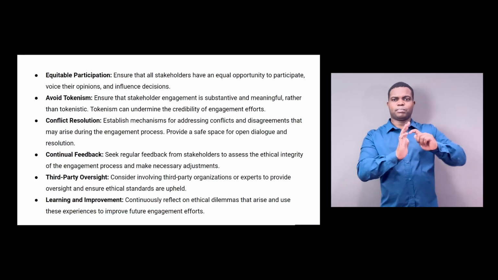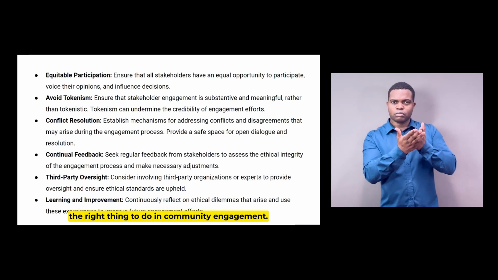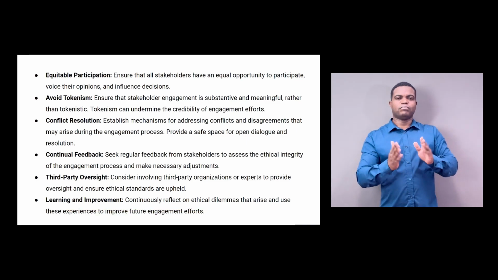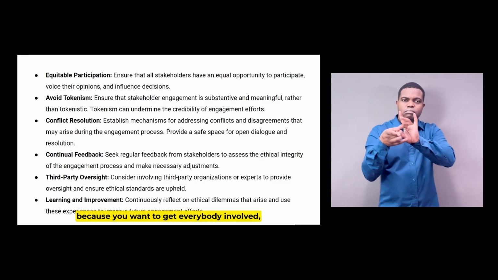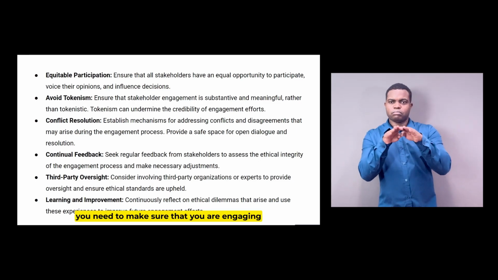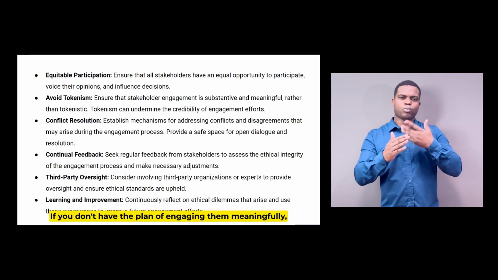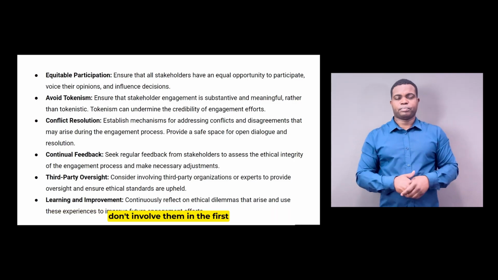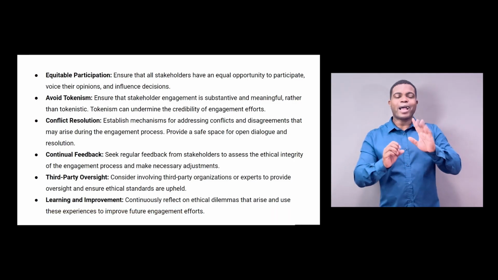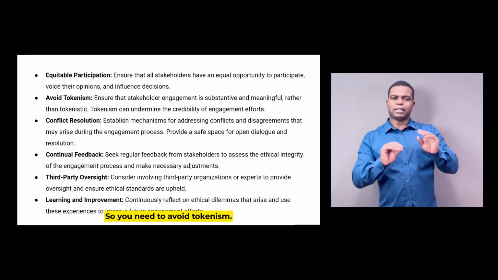That is not the right thing to do in community engagement. Because you want to get everybody involved, you need to make sure that you are engaging them meaningfully. If you don't have the plan of engaging them meaningfully, don't involve them in the first place. So you need to avoid tokenism.